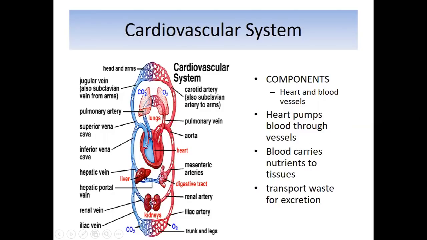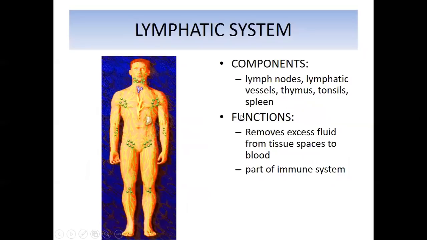And then the cardiovascular system. You can see here the components are the heart and the blood vessels. The heart pumps the blood through the vessels. The blood carries nutrients to the tissues and transports waste for excretion. So that is the cardiovascular system.